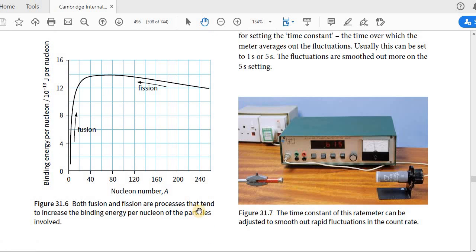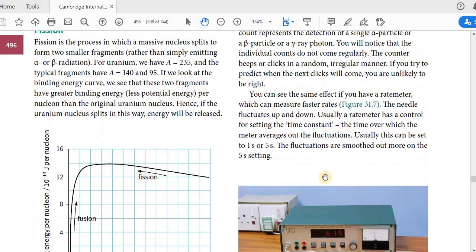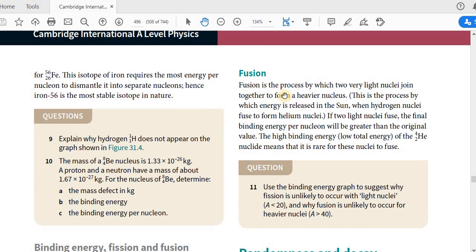Both fusion and fission are processes that tend to increase the binding energy per nucleon of the particles involved. Okay, then fusion is the process by which two very light nuclei join together to form a heavier nucleus. In the reactions that occur in the sun, hydrogen nuclei fuse to form helium nuclei. This is the process by which energy is released in the sun. If two light nuclei fuse, the final binding energy per nucleon will be greater than the original value.